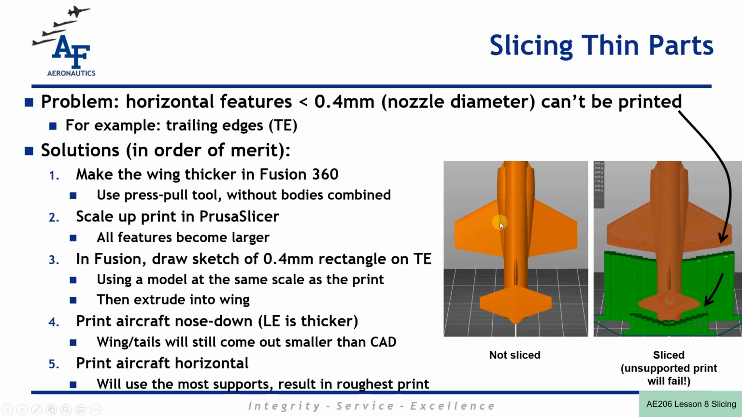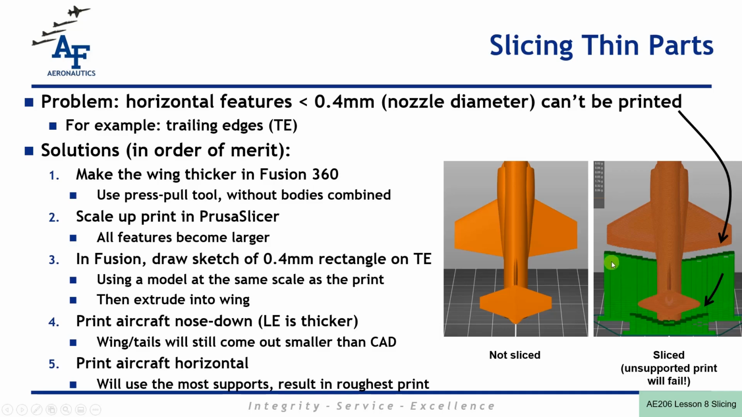So on the left here, you see my unsliced raw geometry of an F104, which shows the wing shape that I actually made in CAD. But when I go to slice it, PrusaSlicer can't slice the back of this wing because it's so thin. So it can't even start printing until the wing gets thick enough to where it's 0.4 millimeters thick.